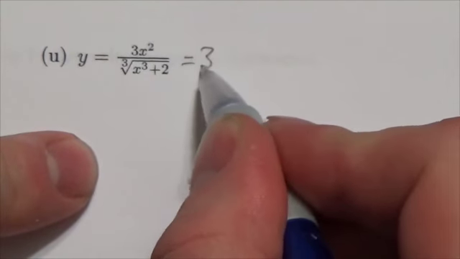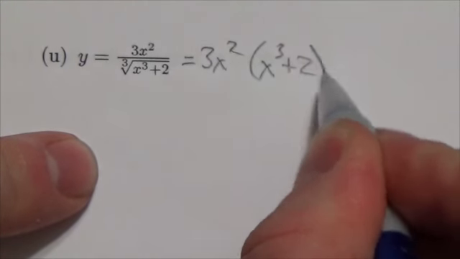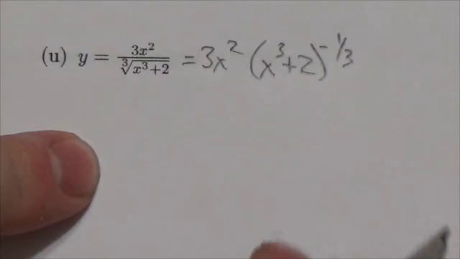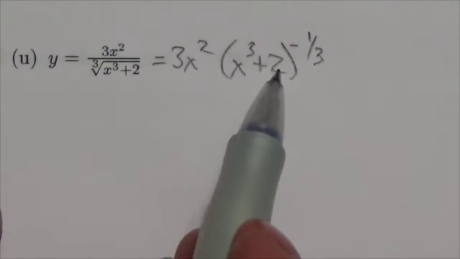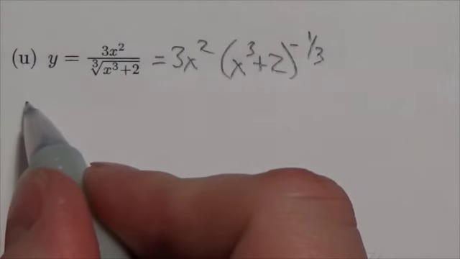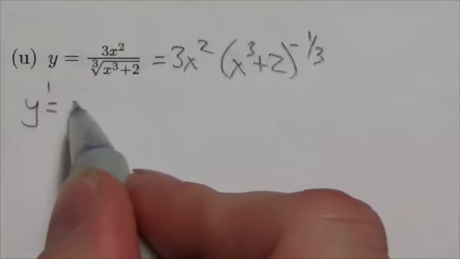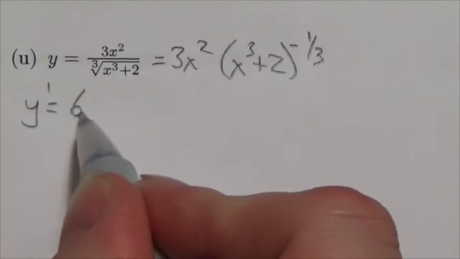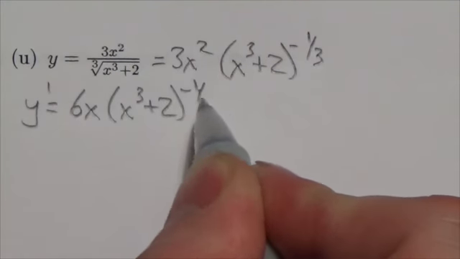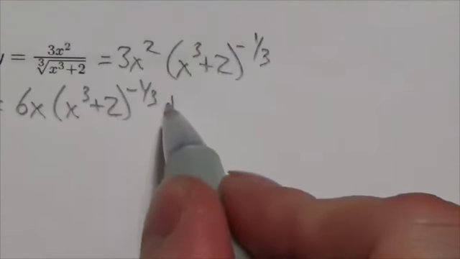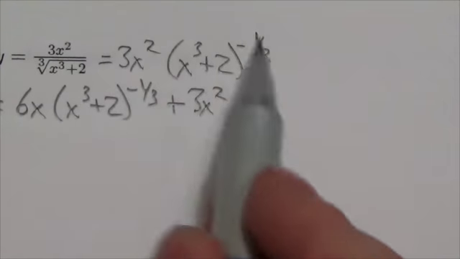Instead, I'm going to write this as 3x squared times (x cubed plus 2) to the negative 1/3. And I'm going to attack this as a product rule as opposed to the quotient rule. So my derivative here will be the derivative of that first factor, which is 6x times (x cubed plus 2) to the negative 1/3. Add to that 3x squared, the first factor, times the derivative of the second factor.